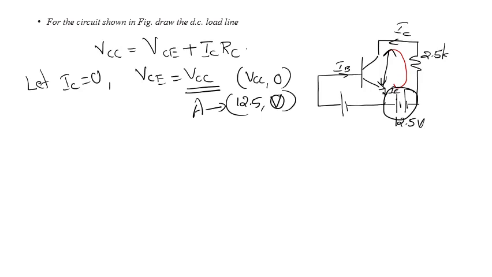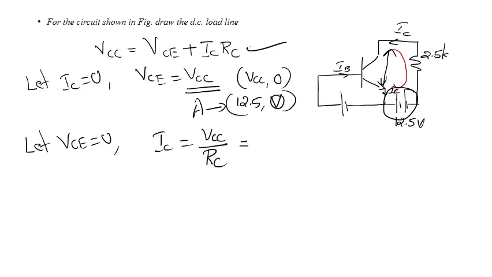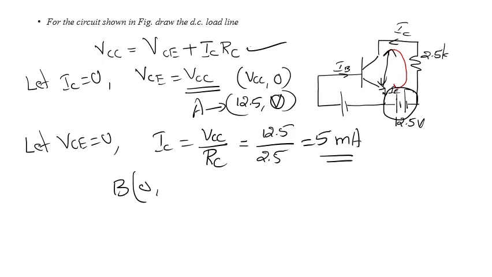Now to get the point B, let VCE equal to 0. So in this equation, VCE equal to 0 means IC equal to VCC by RC. VCC is equal to 12.5 divided by 2.5K, that will be equal to 5 milliampere. So the point B is given by 0 and 5 milliampere.